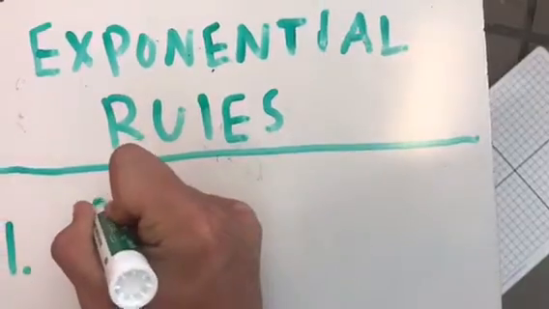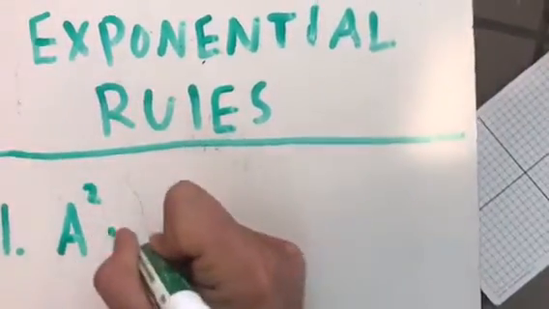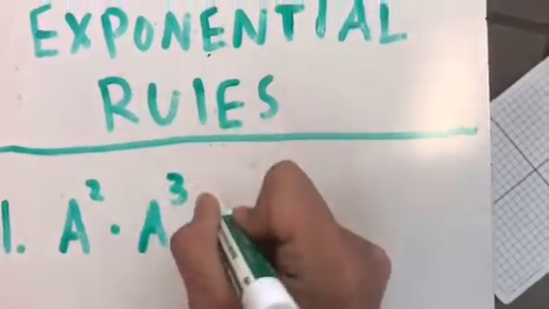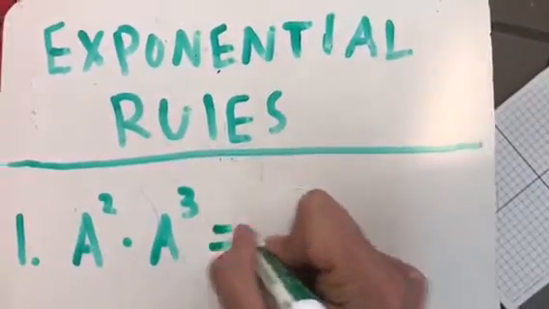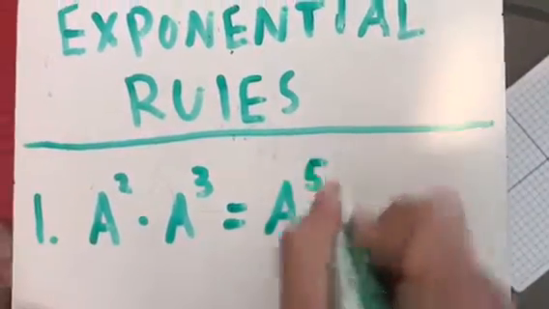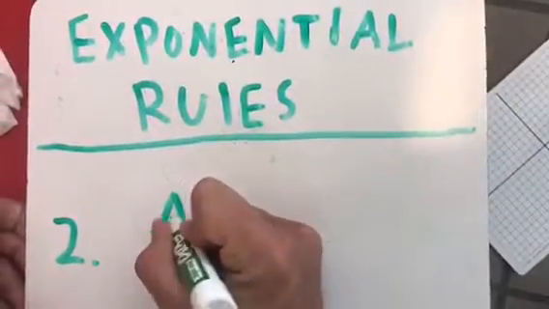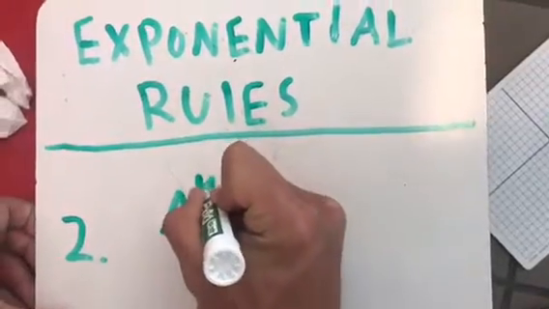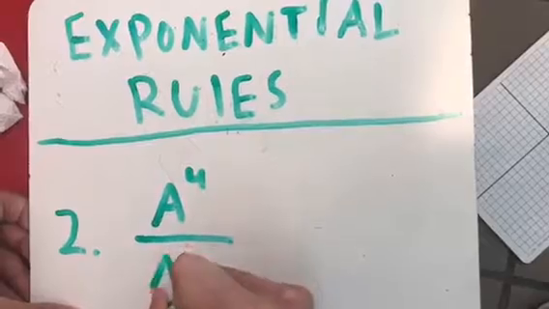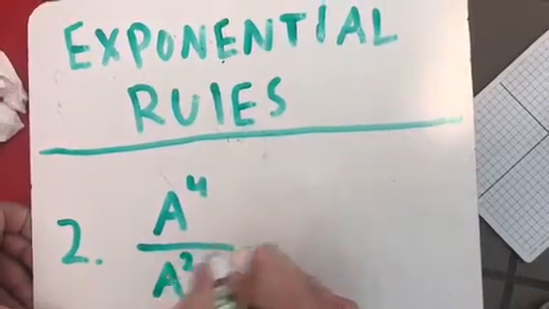In our first exponential rule, we have a squared times a to the 3rd. If our bases stay the same, all we have to do is add the exponents, giving us a to the 5th. If we are dividing and have the same base, then we subtract the exponents. So if we have a to the 4th over a squared, it would equal a squared.